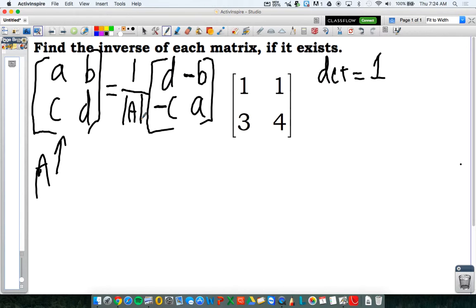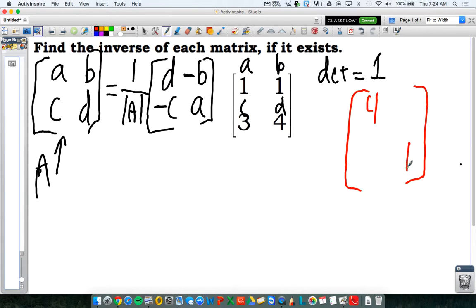So let's take our matrix over here, and if it helps, label it. There's A, B, C, and D. First thing we're going to do is switch the first and fourth elements. So 4 will be there now, 1 will be there. And then we're going to switch the signs on the second and third element.